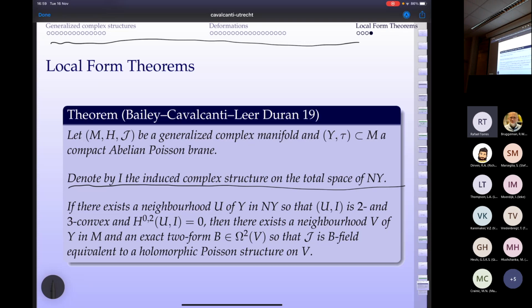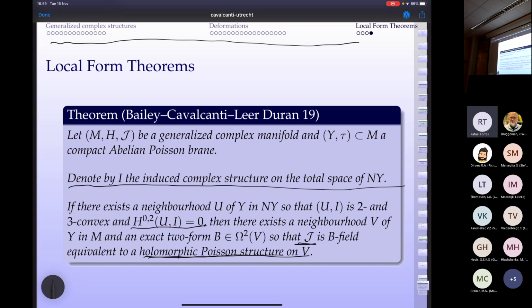So at least there is some hope that there will be a relation between these two. It's not just something that I put there by hand, but something that I extracted from the generalized complex structure. And once you have that, again, you have something similar. So if there's no cohomology here in a tubular neighborhood of that space, then there exists an exact B-form, and J is B-field equivalent. So J is holomorphic Poisson. That's kind of the message here. Or gauge equivalent holomorphic Poisson.